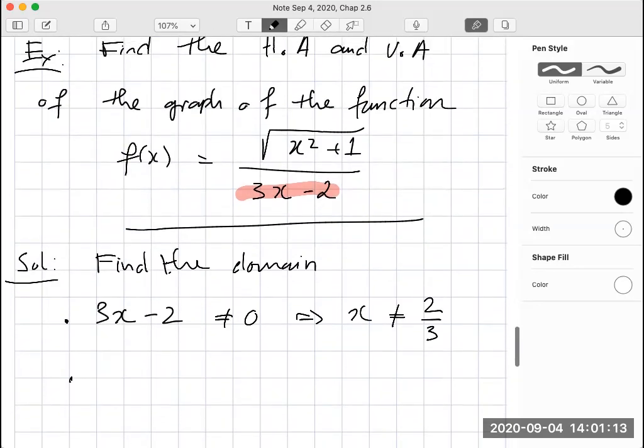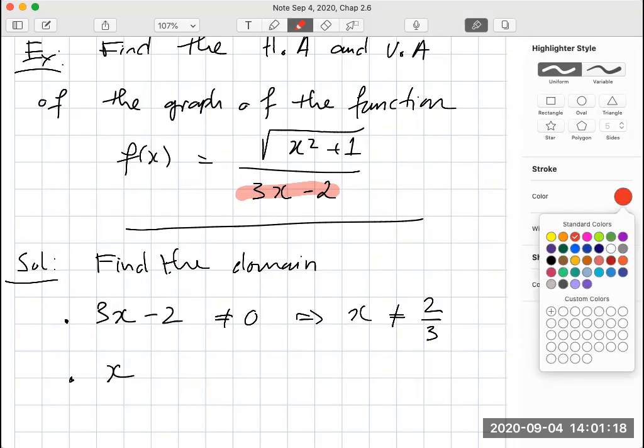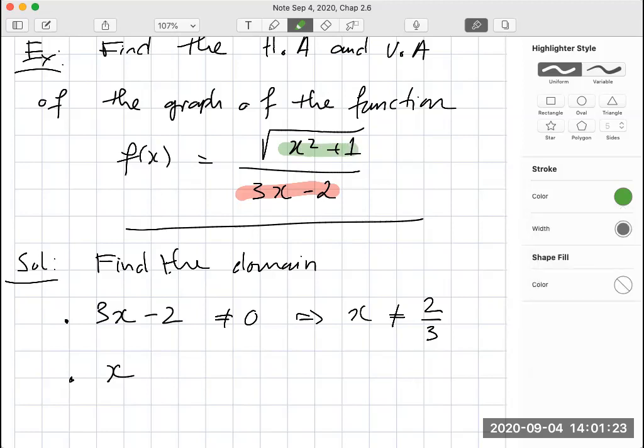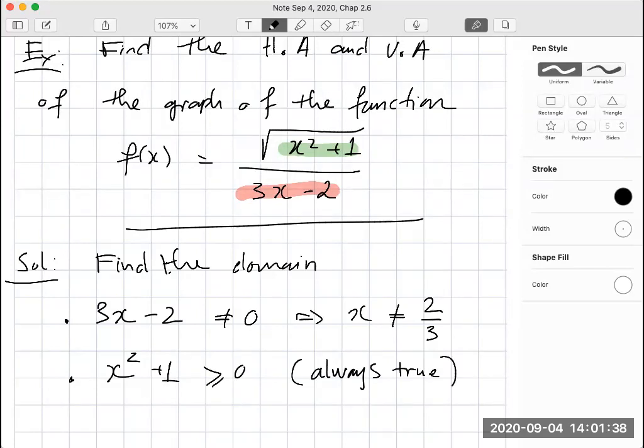Another condition is that the thing under the square root here should be non-negative. It is x squared plus 1 should be positive. And we see that it is always true. Why? Because any number squared will be larger or equal to 0, and then add 1. It means this one is larger or equal to 1. So we're good. It is always true.